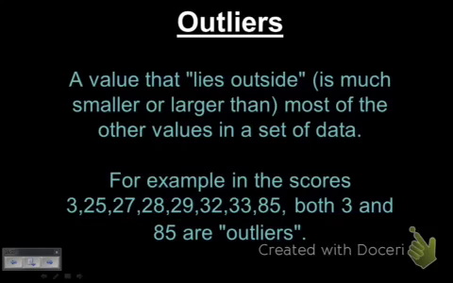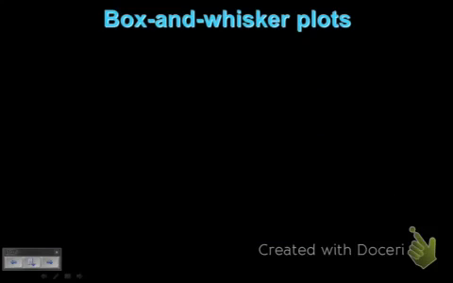Outliers, what is an outlier? An outlier is a value that lies outside. So either it's way bigger or way smaller than most of the other values in a set of data. Looking at that example down here in the bottom, we got 3, 25, 27, 28, 29, 32, 33, 85. Which ones are just way out of the norm? That'd be the first one, 3, and the last one, 85. They're what we call outliers. They're completely outside of there. So if you're asked to find an outlier, it's the one that just doesn't go with the rest of them, basically. Now on to box and whisker plots.